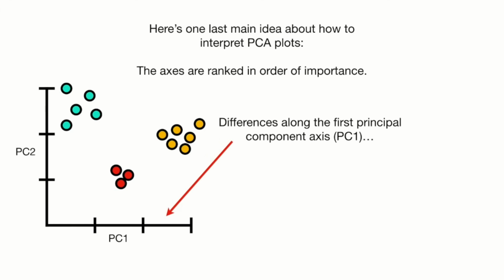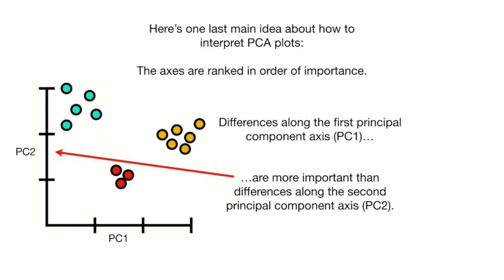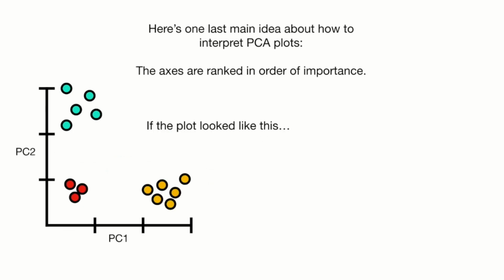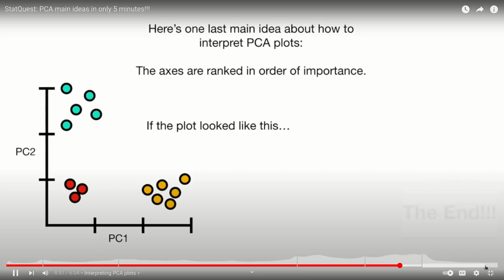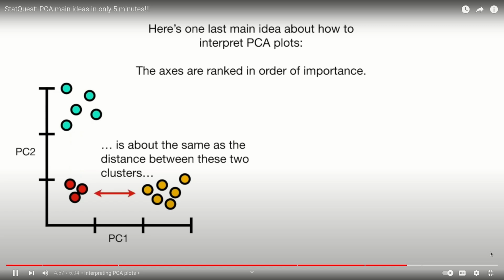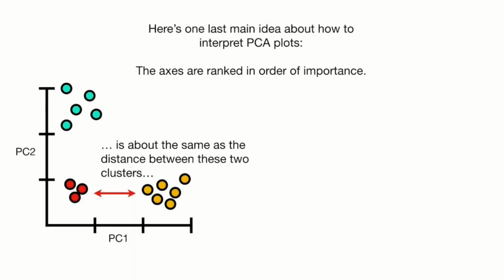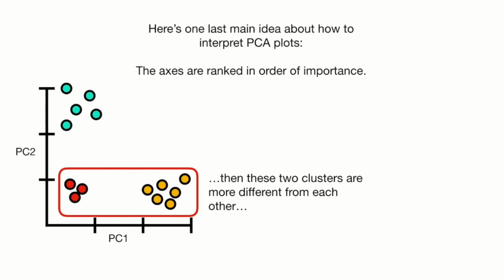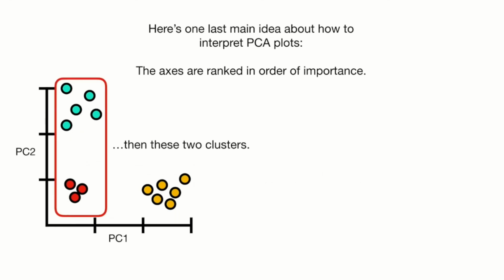Differences along the first principal component axis, PC1, are more important than differences along the second principal component axis, PC2. If the plot looked like this, where the distance between these two clusters is about the same as the distance between these two clusters, then these two clusters are more different from each other than these two clusters.